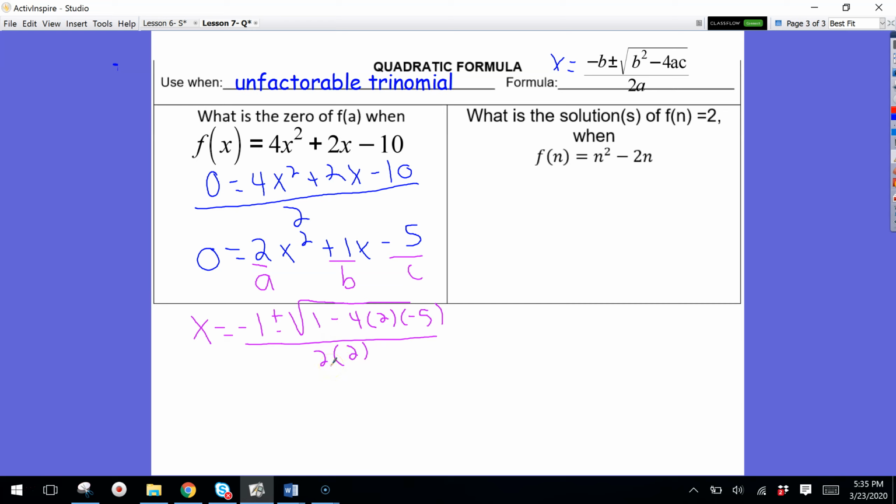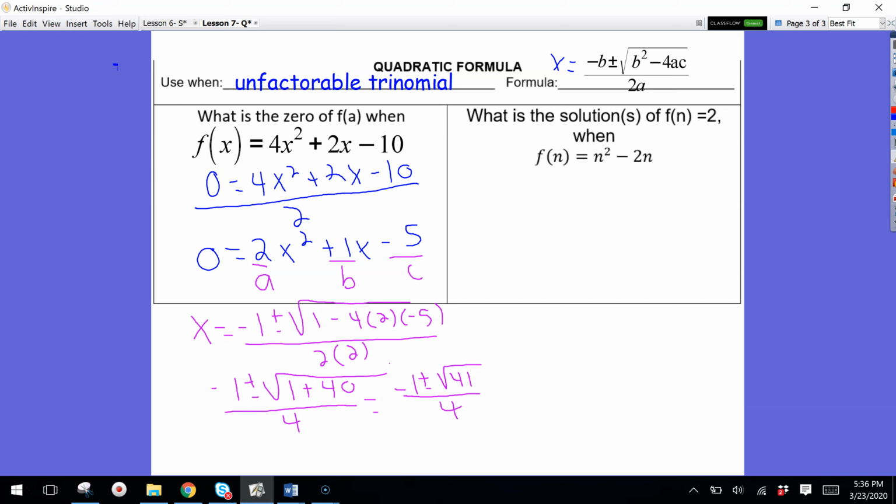And so now let's just go ahead and compute this. We're going to have negative 1 plus and minus the square root of 1. And then here I have negative 4 times 2 is 8. And negative 8 times negative 5 is going to be a positive 40, all over 2 times 2, which is 4. So here I'm going to have negative 1 plus and minus the square root of 41 over 4. Now there's no way to simplify this, so this is basically my answer here.